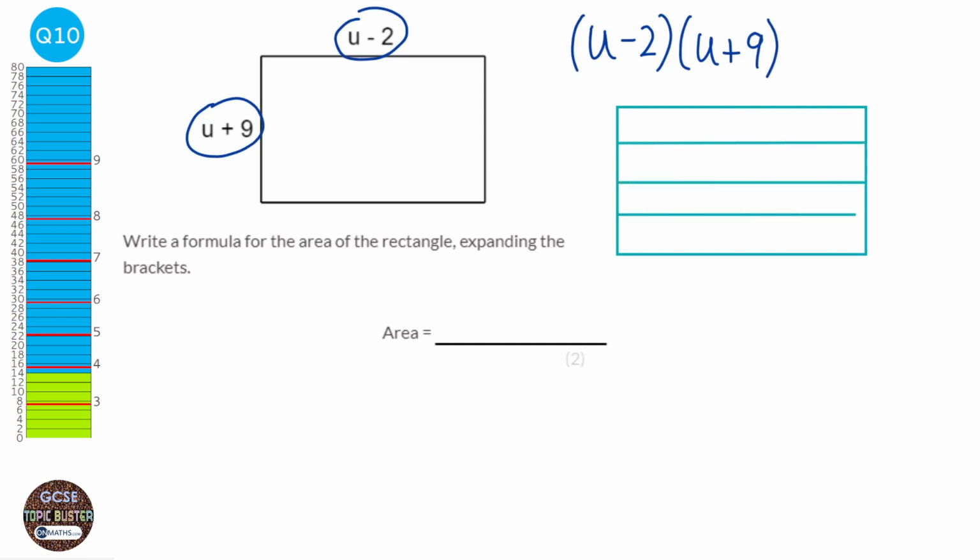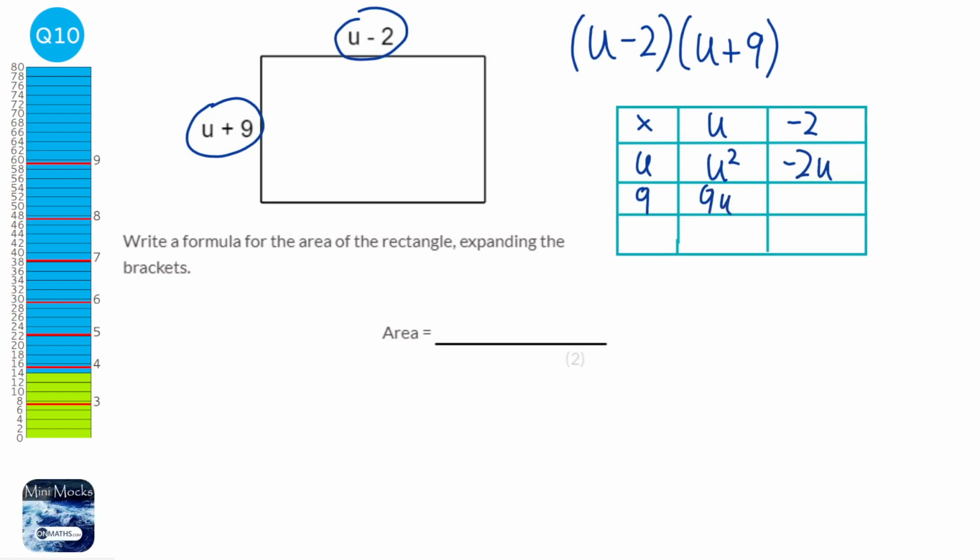I'm just going to draw out the grid. And so we've got u minus 2, and we're multiplying it by u plus 9. And so we've got u times u, which is u squared, u times minus 2, which is minus 2u, 9 times u, which is 9u, and 9 times minus 2, which is minus 18.